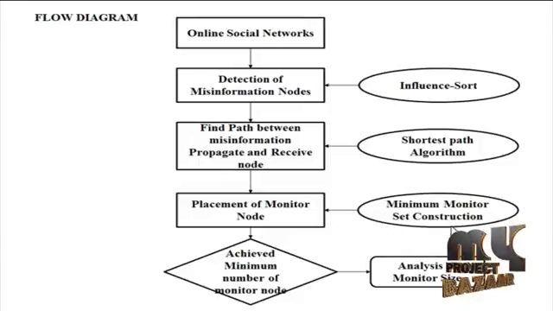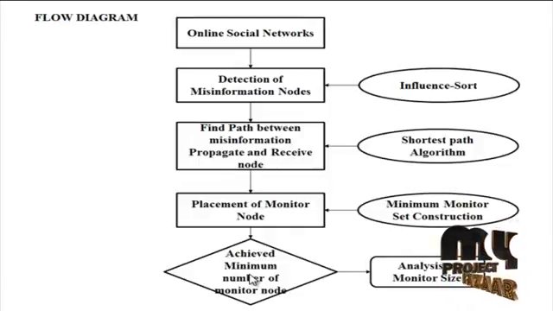For monitor placement, given a graph, V is a set of nodes and E represents a set of edges, with transmission probabilities associated with each edge, a subset of potential sources of misinformation, and a central node R. The problem aims to minimize the number of monitors. Finally, we analyze the performance and achieve the minimum number of monitor nodes. We analyze the source size versus monitor size and also the number of suspected nodes versus the number of correct nodes.